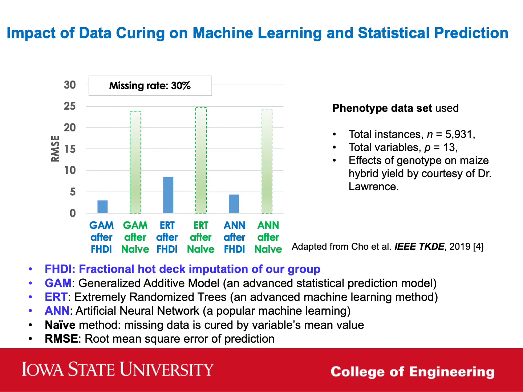Briefly, I want to mention why it is important for machine learning. As you see here, if you compare to naive imputation, on the vertical axis, the RMSE, if we use the proper good FHDI data curing, we can help a lot. For example, generalized additive model, extreme random tree, or artificial neural network, we can improve all of the following methods.